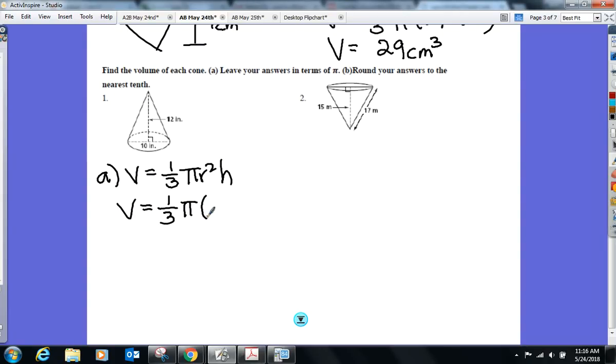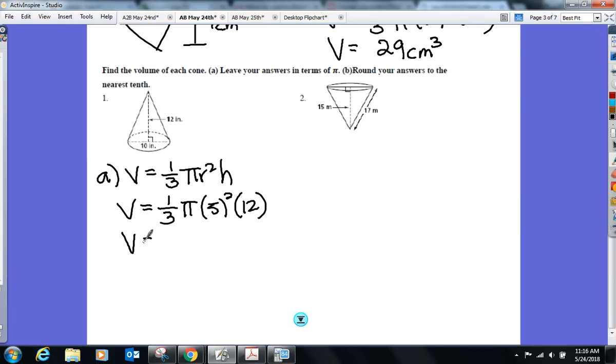Radius. 5, yep. Squared. And can I use that 12 or do I have to use the Pythagorean theorem? You can use that 12. Yep, that's the Mission Impossible height right there, 12. I would need to use Pythagorean theorem for the slant height.